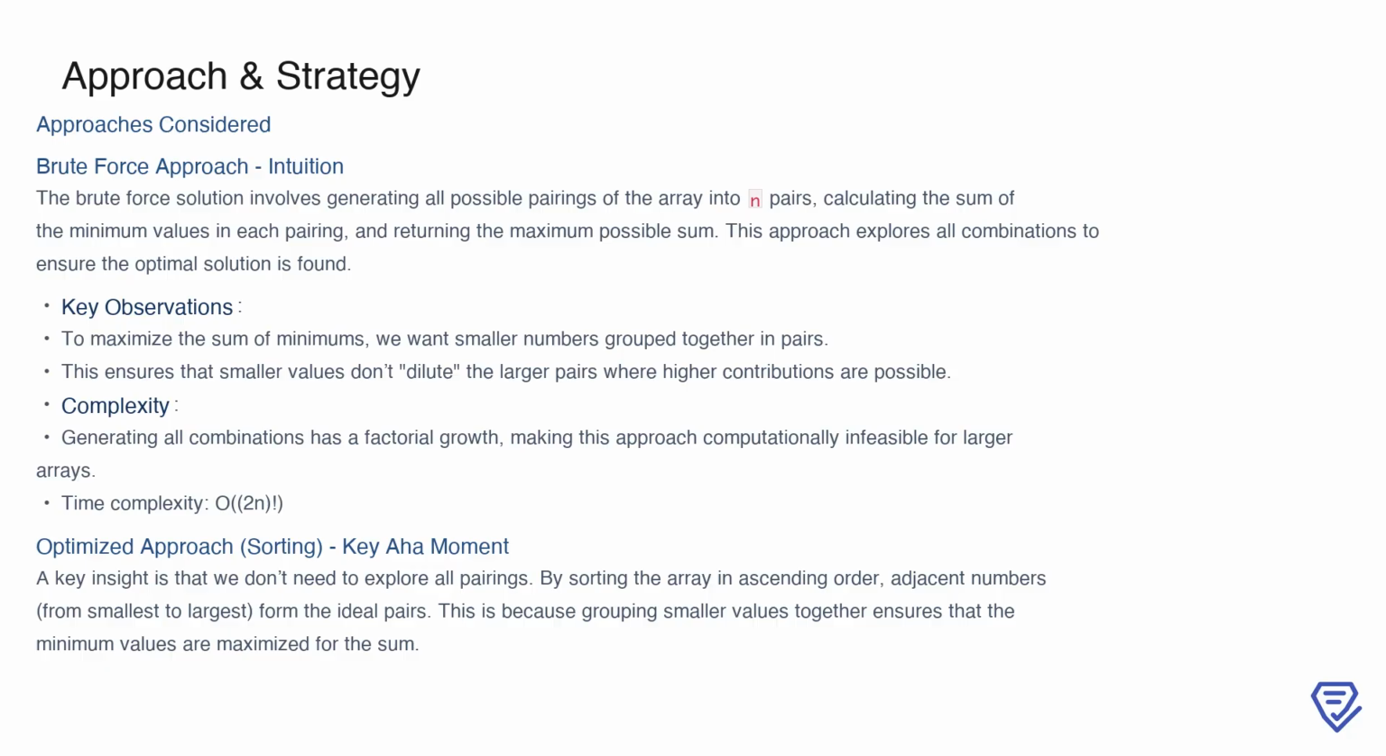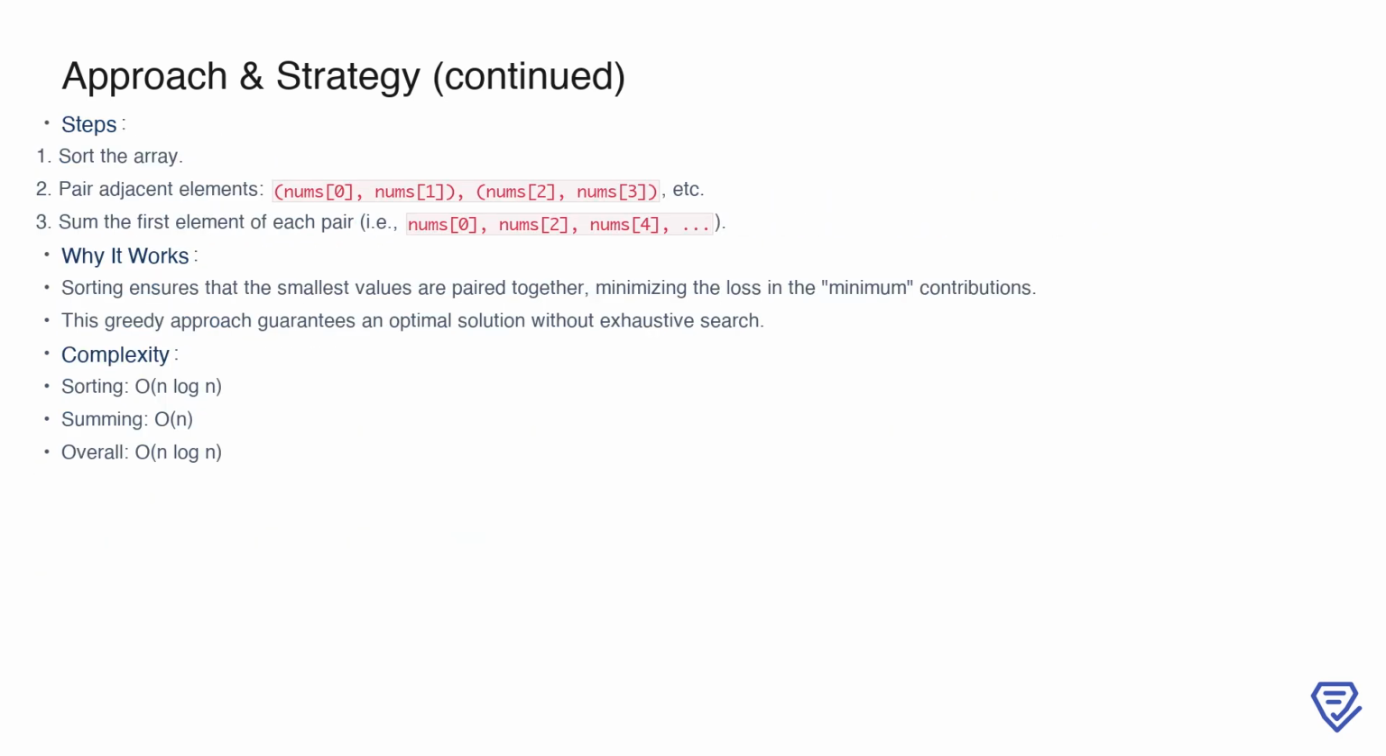This leads us to explore a more efficient alternative. Instead of brute force, we can use an optimized approach that leverages sorting. Here's how it works. First, sort the array in ascending order. Then, pair adjacent elements so the pairs would look like nums[0], nums[1], nums[2], nums[3], and so on. To calculate the result, simply sum the first element of each pair, which corresponds to nums[0], nums[2], nums[4], and so forth.